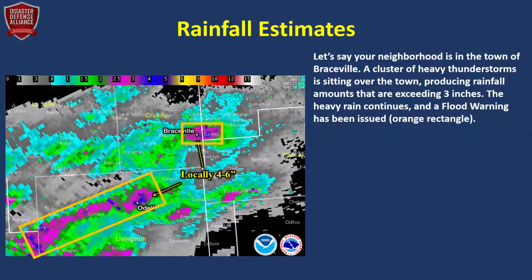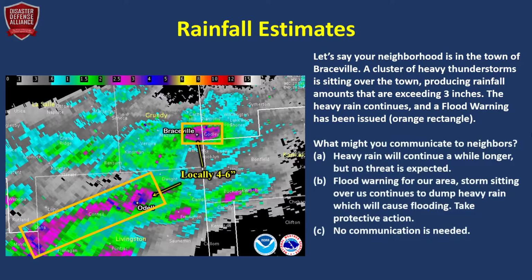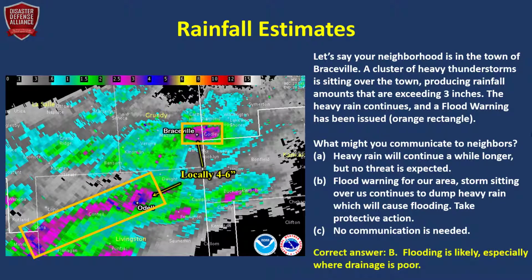Here we see an example where a few areas of excessive rainfall of 3 inches or greater are detected. Flood warnings are issued for these heavy rain areas. So in this scenario, assuming your neighborhood is in the town of Braceville, what might you communicate to your neighbors? With a flood warning issued for Braceville, now is the time to notify neighbors of the likelihood of flooding in the area, given the heavy rainfall that's occurred.